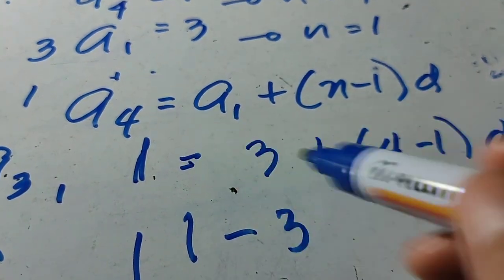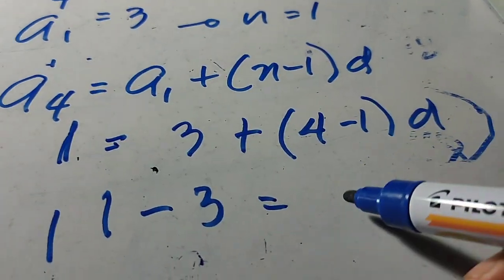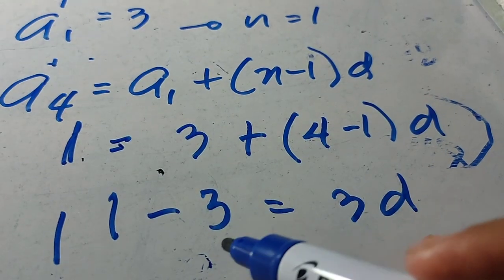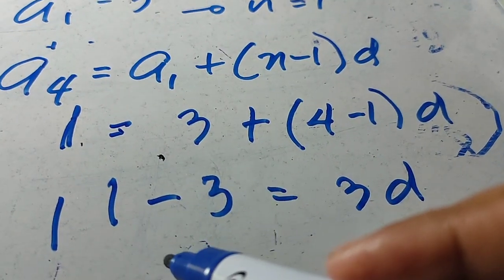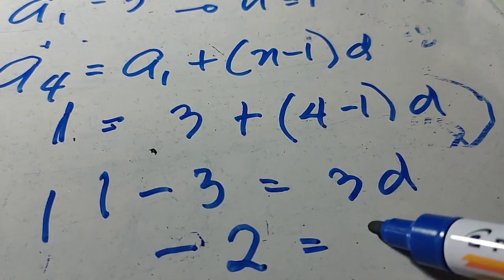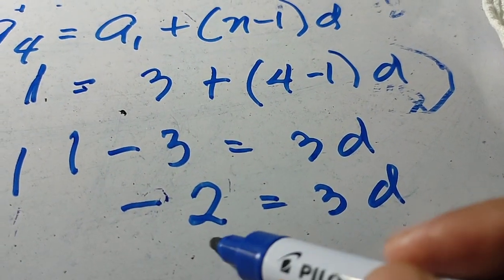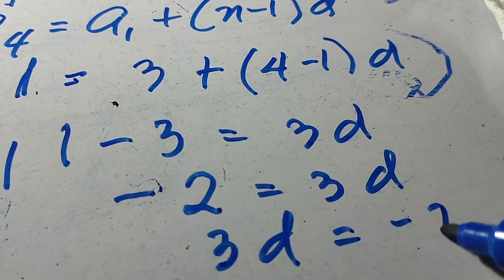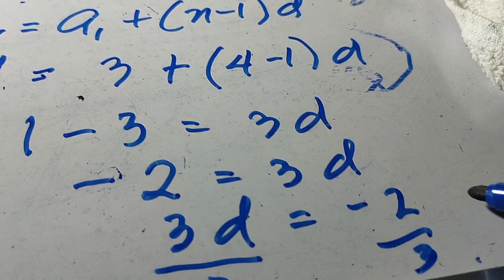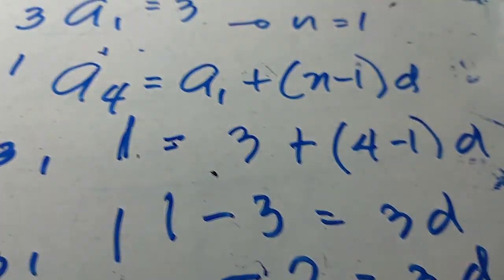We will transpose it here. This one is 3 here. So that is equal to 4 minus 1 is 3d. So our 1 minus 3 is negative 2. That is equal to 3d. So our 3d, our d now, you write 3d, negative 2. So divide both sides by 3. So the difference is negative 2/3. So our difference is negative 2/3.